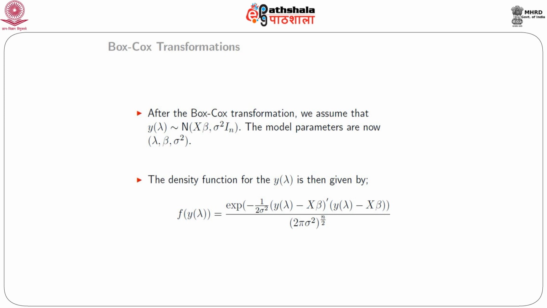The model parameters are now lambda, which is the transformation parameter, beta, which is the vector of regression parameters, and sigma square. The density function for y, which is the response variable, is given by exponential of -1 over 2 sigma square times (y lambda minus x beta) prime times (y lambda minus x beta), divided by (2 pi sigma square) whole raised to the power of n over 2.